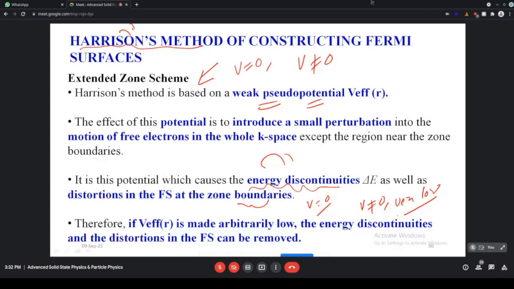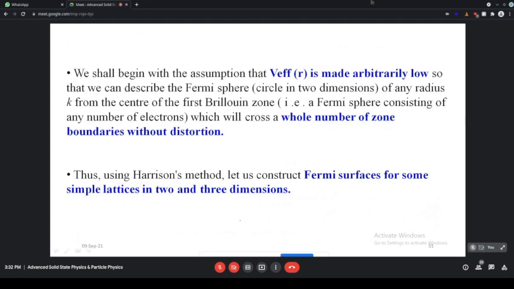Otherwise there will be a very large amount of interaction that will cause a large distortion in the Fermi surface, and more discontinuity and more distortion. Therefore, during the assumption we will consider that the effective potential energy acting between the electron and the positive ion is very, very low. Okay, and there is some distortion at the zone boundaries.